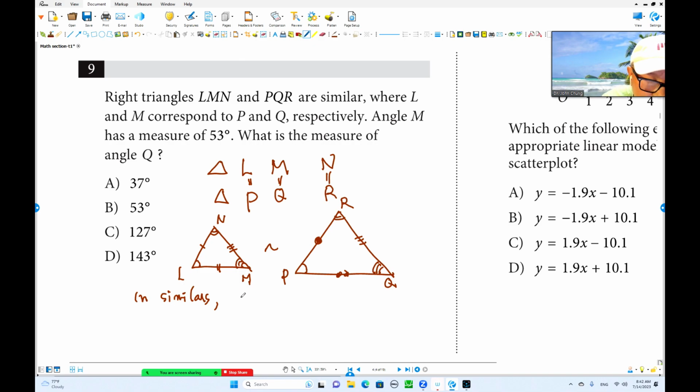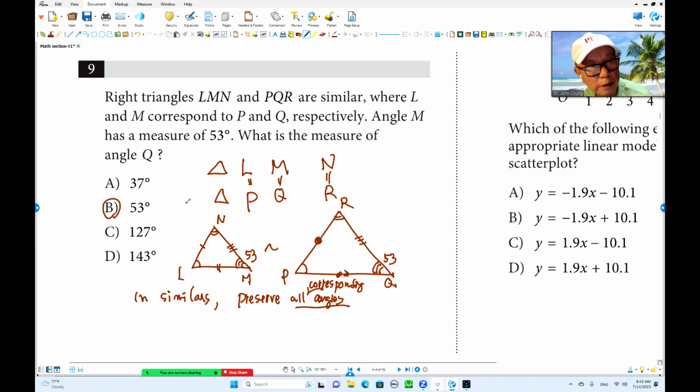Okay, in similarity, always preserve all angles. Okay, I'm going to use the corresponding angles, better, right? Only corresponding angles. Okay, all right. So angle M is 53. This one should also be 53. Okay, that's it. Right, 53 is the answer.